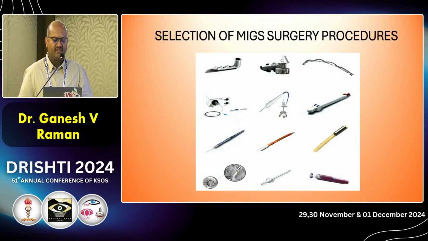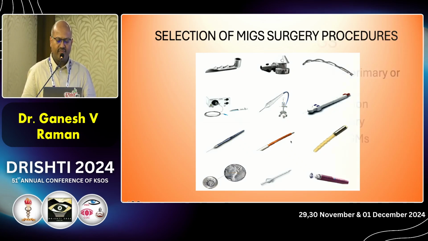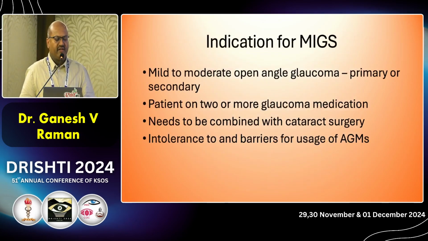You can see this is the first generation iStent, and then the second generation, and this is the Hydrus implant, and then you have the ECP device, and then the Trabectome, and then the Omni devices, and then the KDB dual blade. So the main indications are for mild to moderate open angle glaucoma. It could be primary or secondary, and patients on 2 or more glaucoma medications. The logic is not to bring the intraocular pressure down to very low episcleral venous pressures, but to reduce the burden of the medication to the patient.